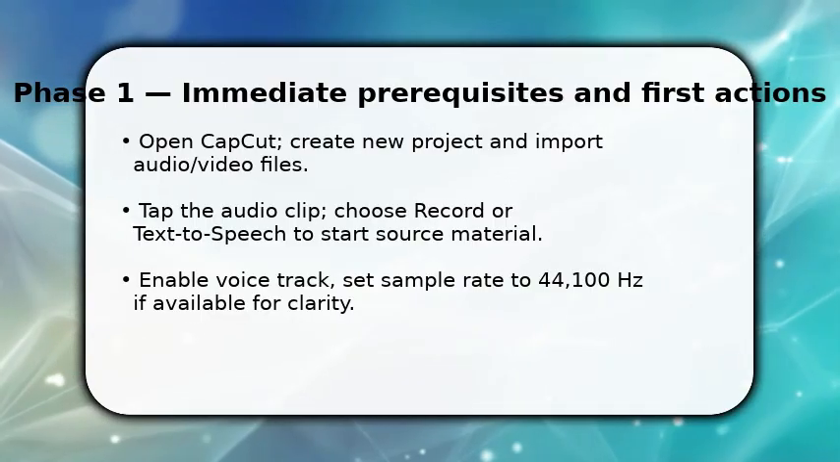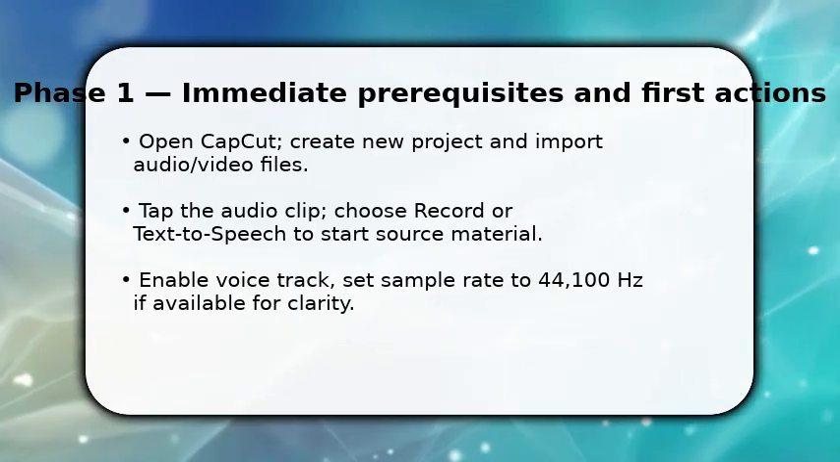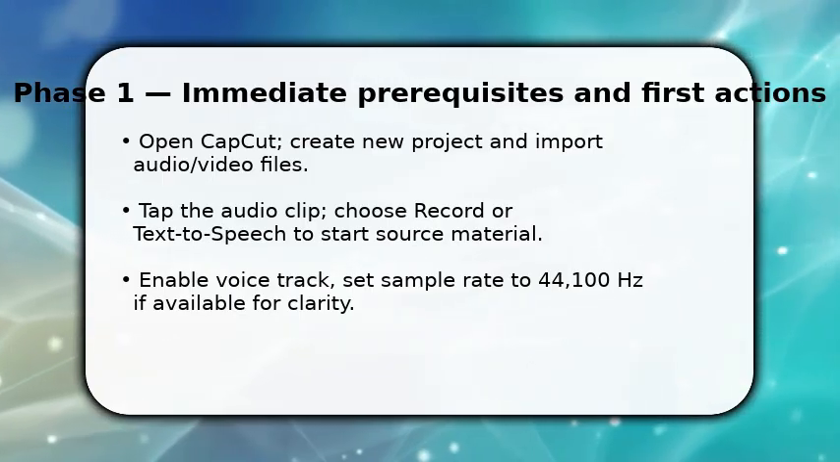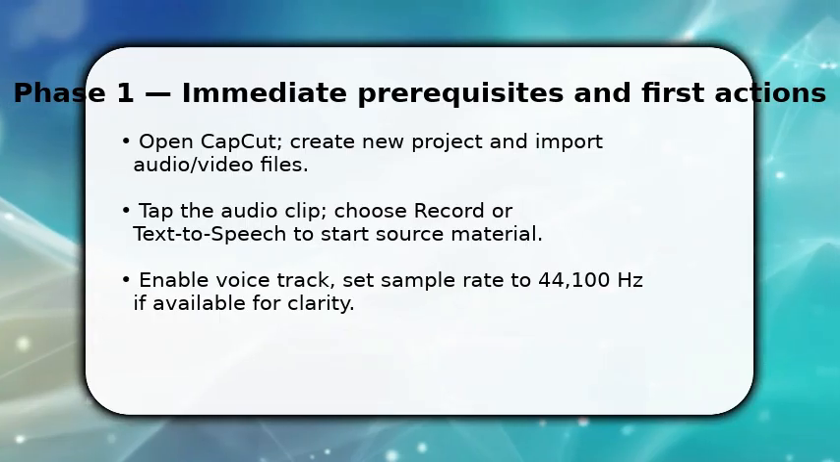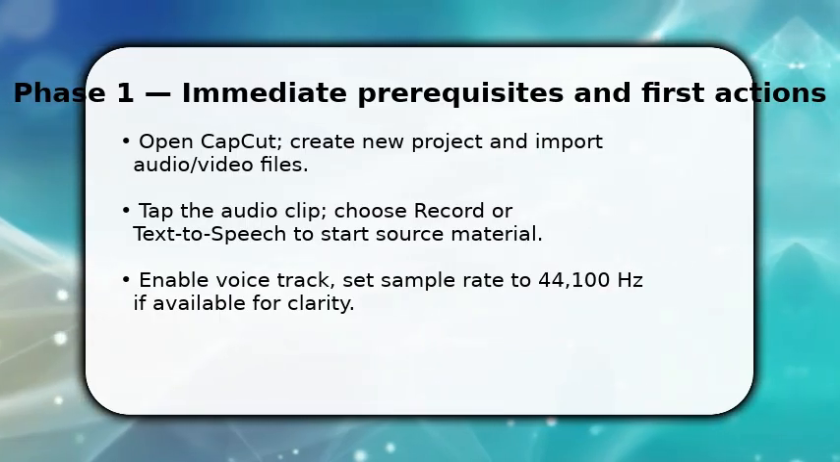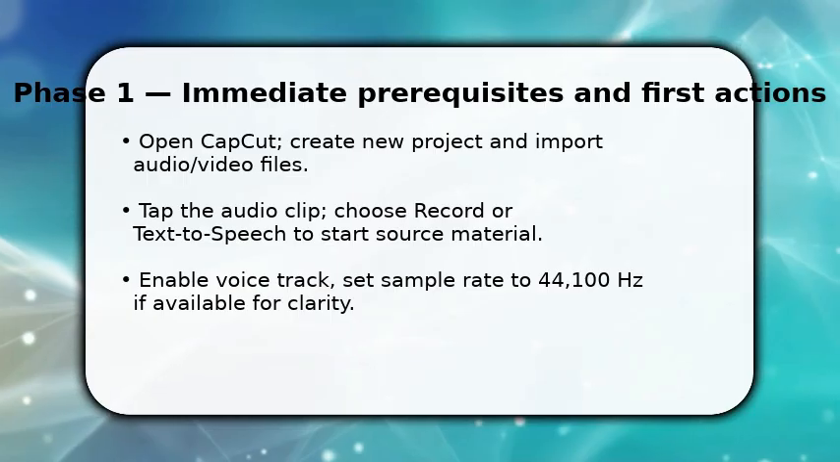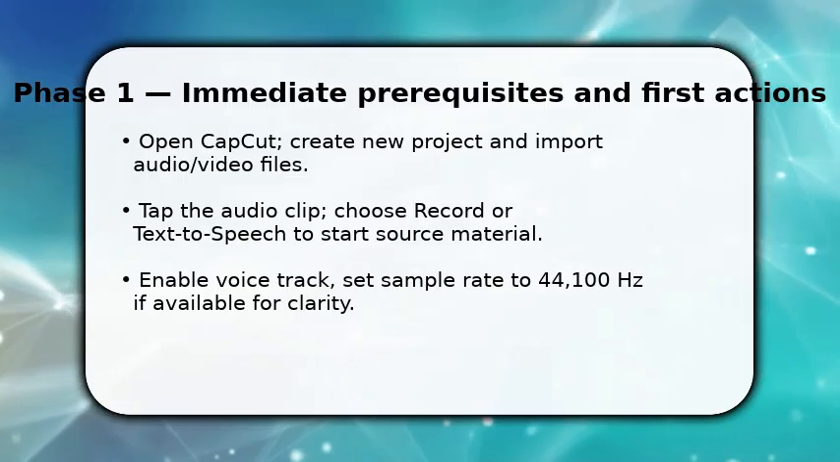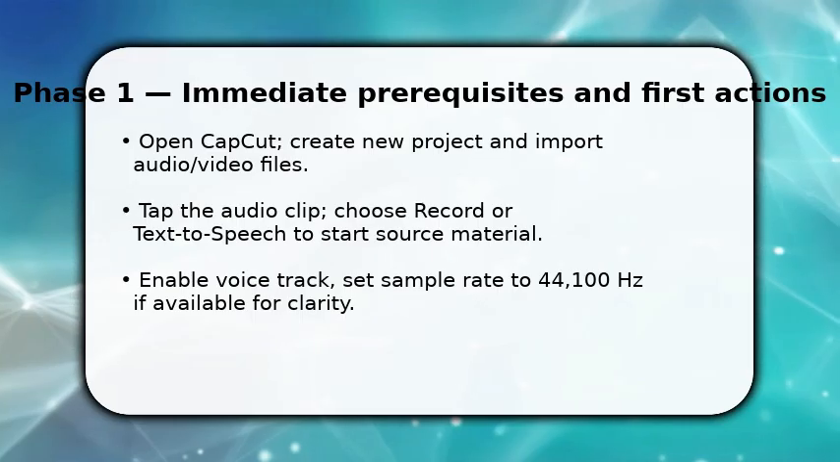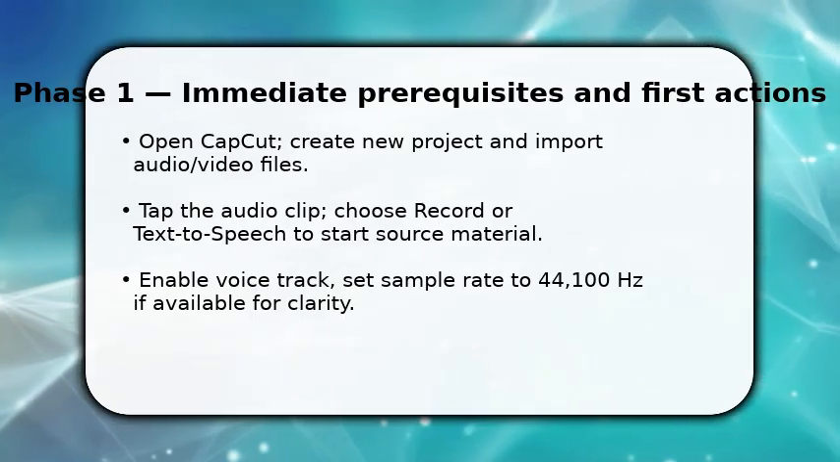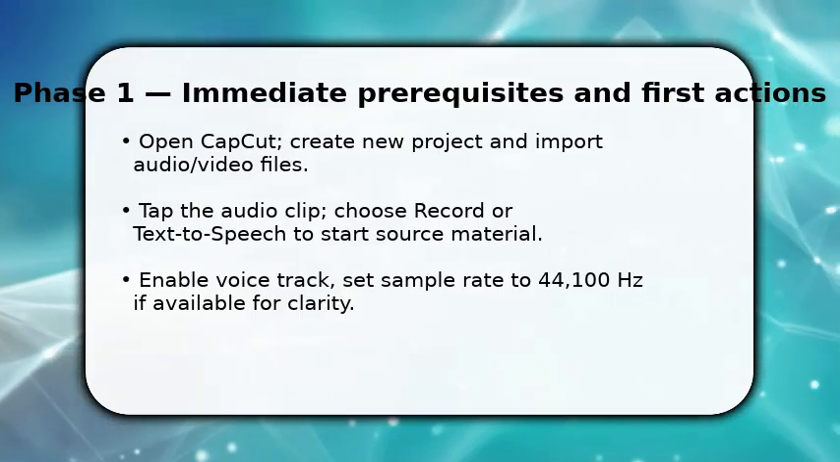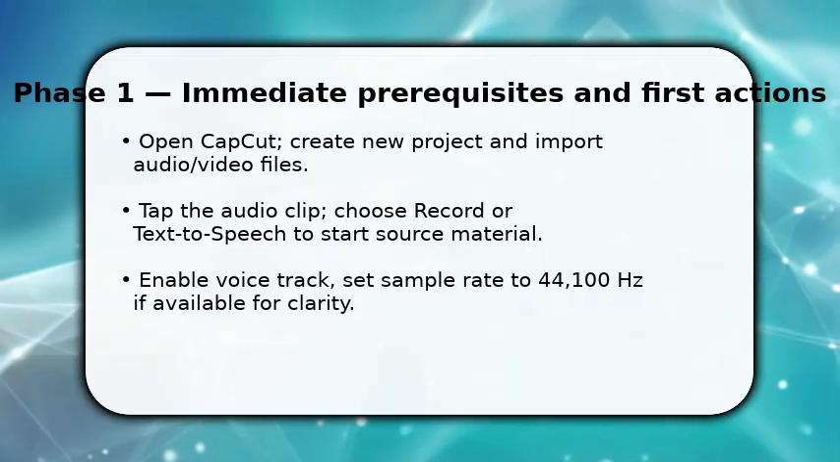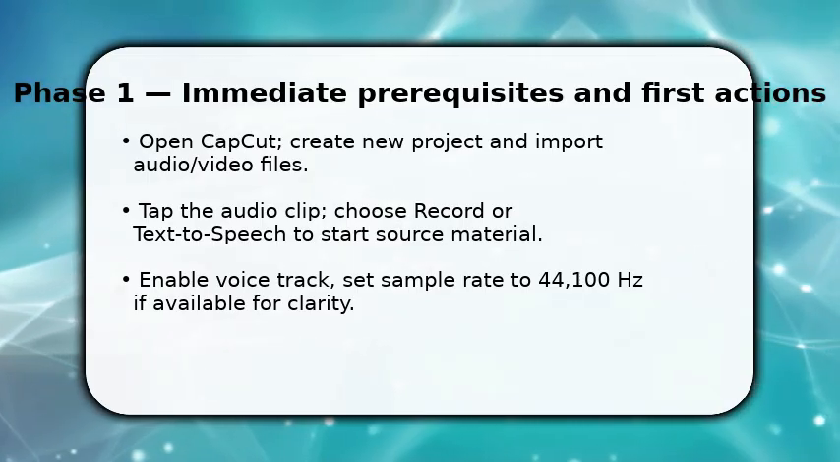You begin by opening CapCut and creating a new project. Import the clip or raw voice you'll alter. Once done, select the audio track and choose text-to-speech or record to get a clean source. This matters because a clean input yields a clearer robotic timbre. Make sure to enable the voice track, and if present, set the sample rate to 44.1 kHz for consistent quality.